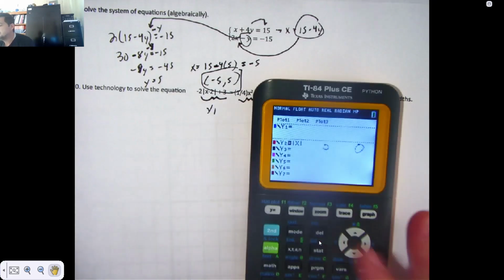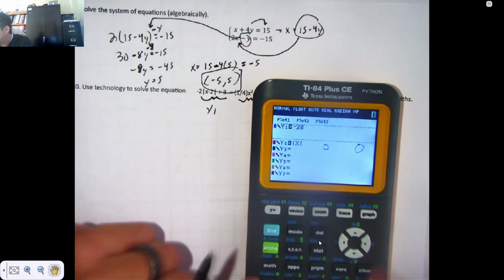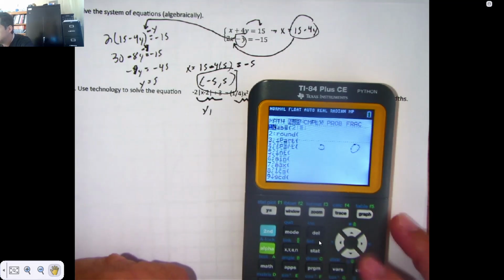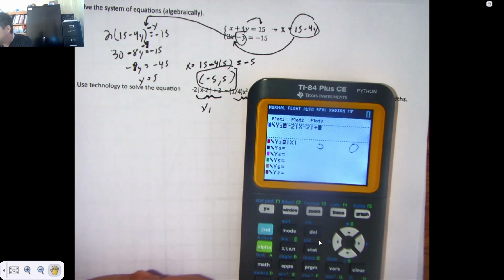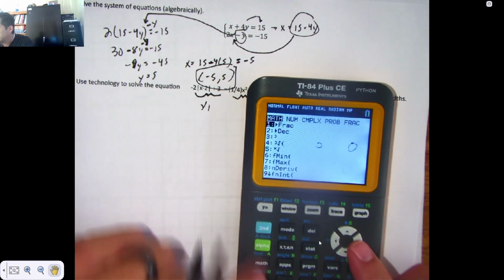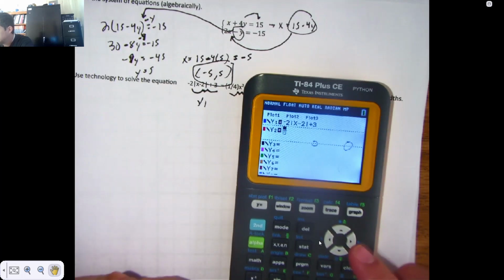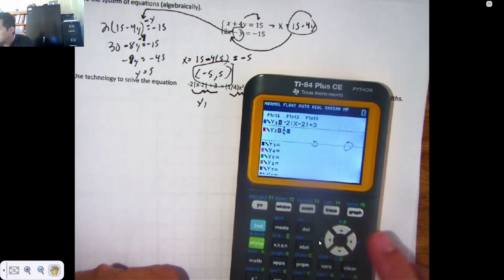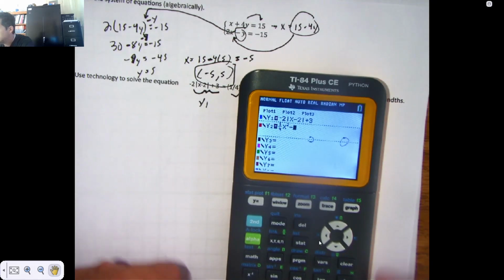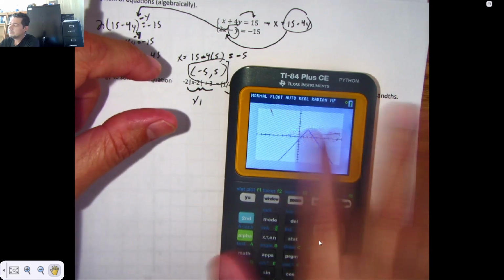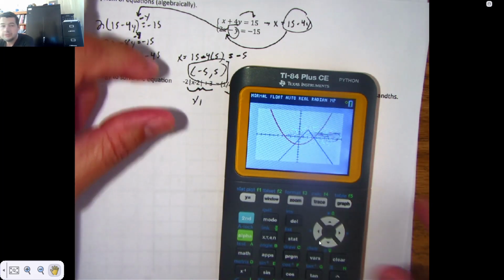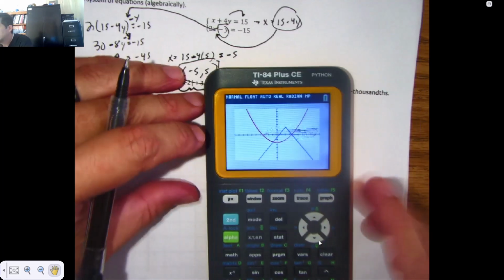So let's see. Negative 2, math, num, absolute value, x minus 2, plus a 3, math, num, n over d, 1 over 4, x to the second, minus 3, zoom, 6. And there are two answers. I had a hunch there would be.